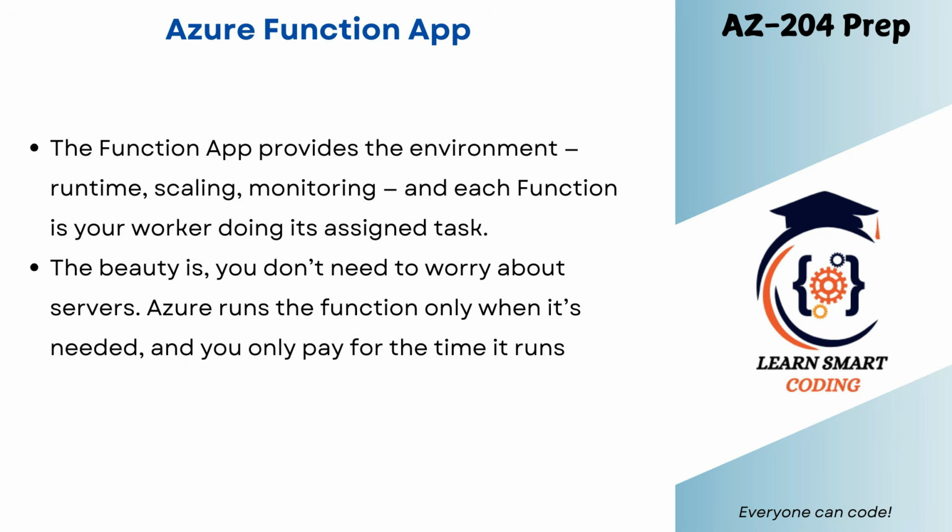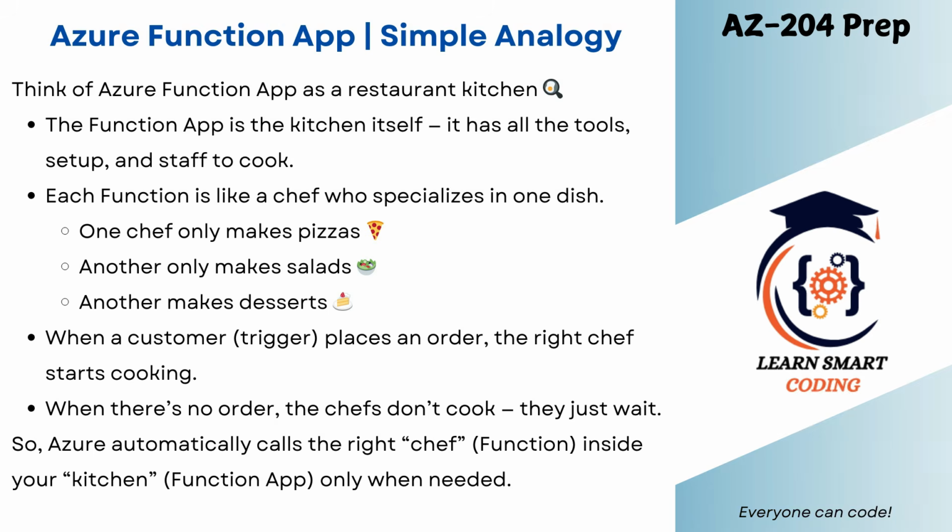Let's take a simple analogy. So think of Azure Function as a restaurant kitchen. The function app is the kitchen itself. It has all the tools, setup, and staff to cook. Each function is like a chef who specializes in one dish. For example, one chef makes only pizza. Another chef makes salad. Another one makes desserts.